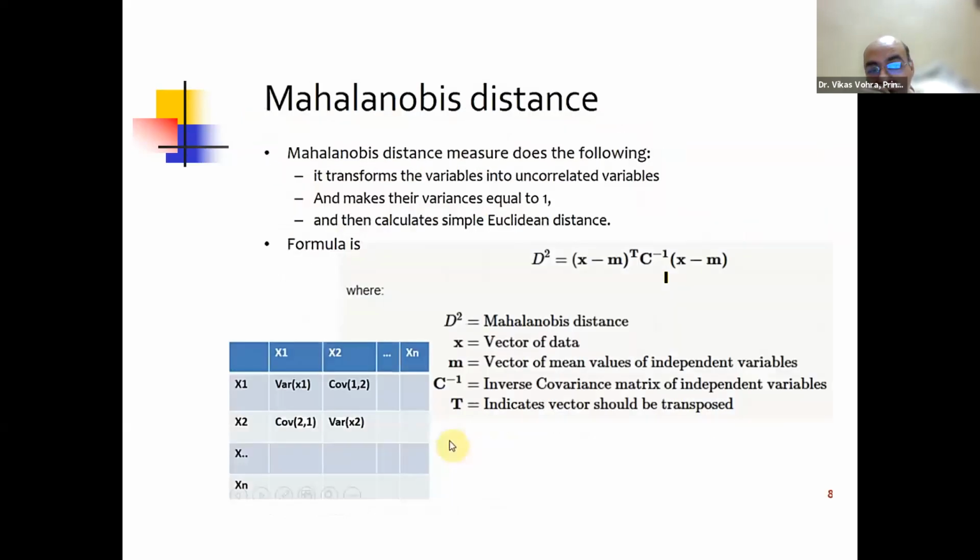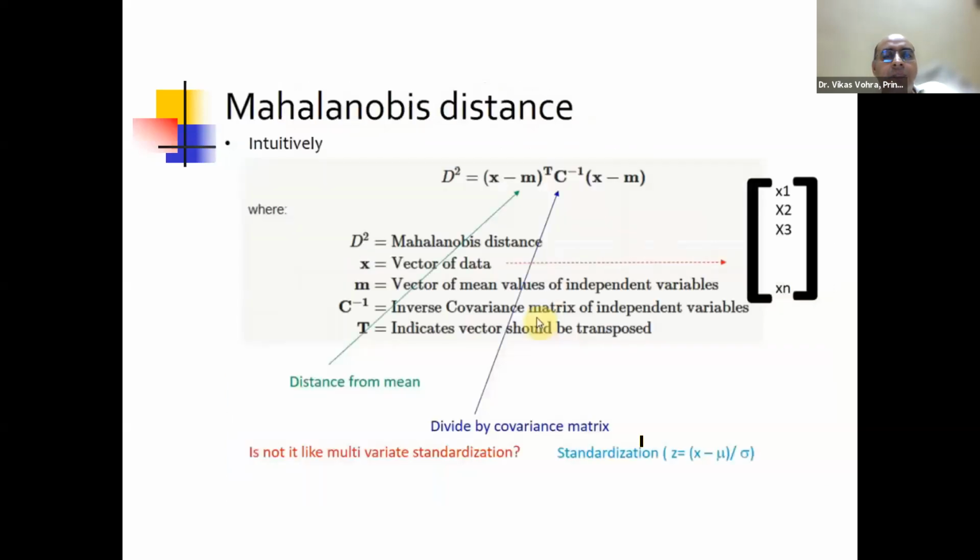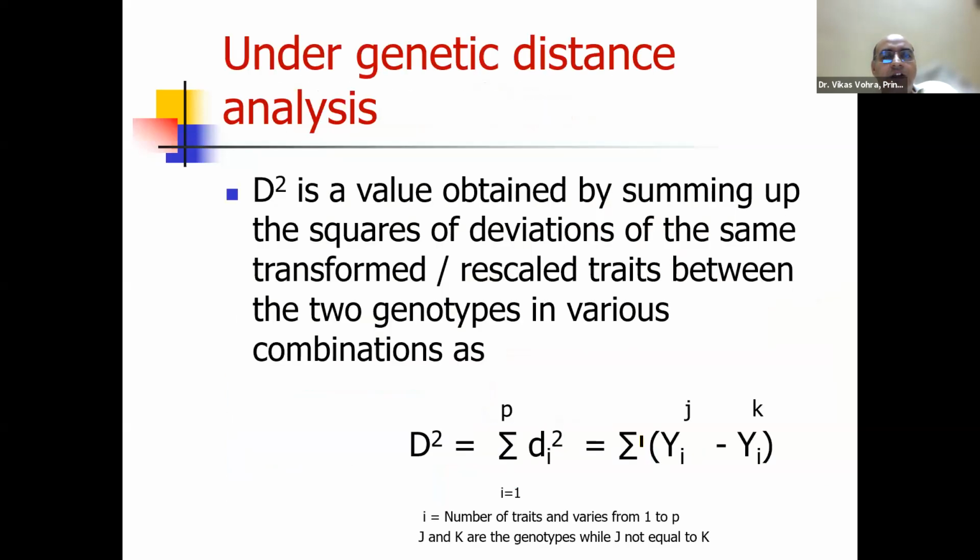And I have shown you this in the same example, that the d square distance is the Mahalanobis distance. Here X is the data matrix of all the vectors, and M is the mean value matrix of all independent variables. C is the inverse of the covariance matrix of independent variables, and T is used to transpose. So this is how the Mahalanobis distance is computed.